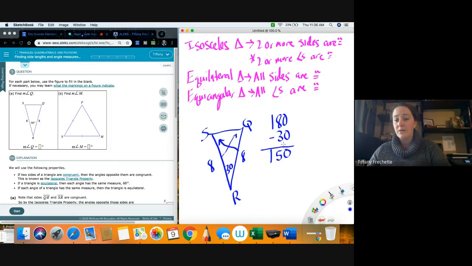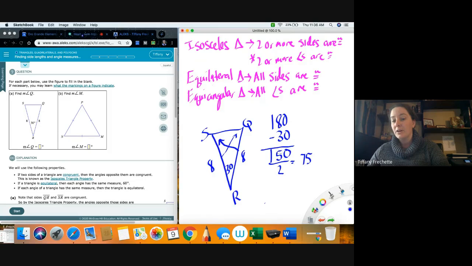Now we know that these two are equal. If they're equal, I'm going to cut this in half by dividing by 2. So I get 75. A little bit of mental math there. But if you don't know that off the top of your head, you can always write it out like this and work it out, or you can use a calculator. I just did a little bit of mental math.